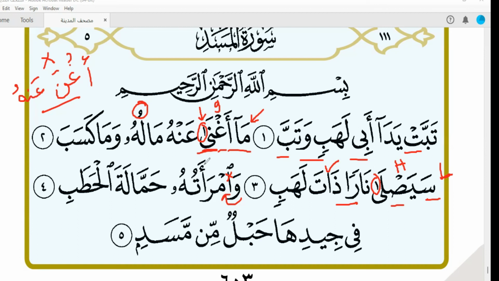Hamza should be light. Wamra'atuhu. Okay? And also don't say wamra'atahu. Ta is also lahan jali. Some people do that. They change the dhamma to fatha. Hammalata, 2 counts. And don't prolong this here too. Don't say hammalata al-hatab. Some people do that weird thing. So hammalata al-hatab.